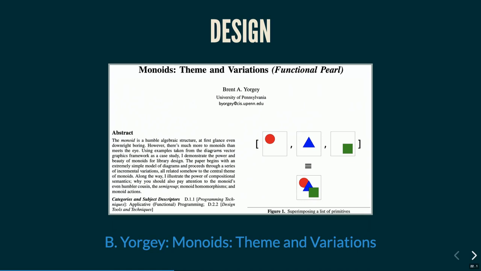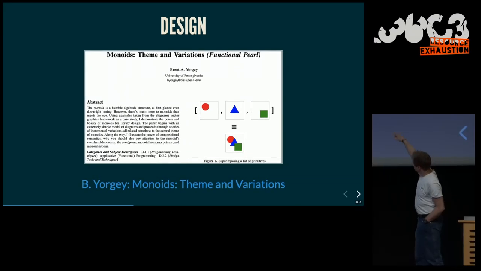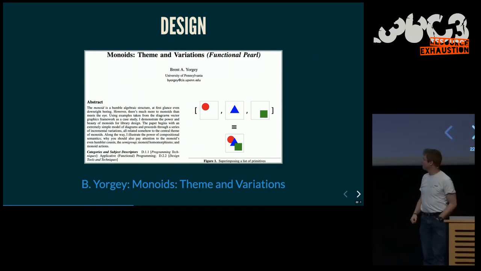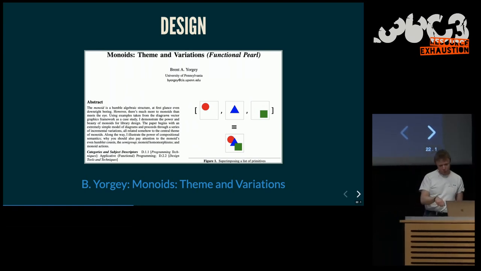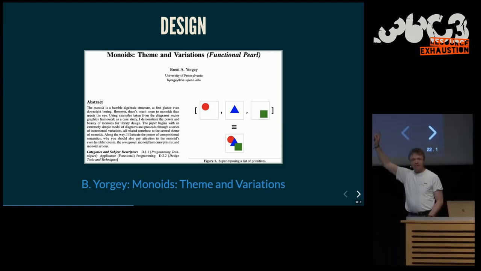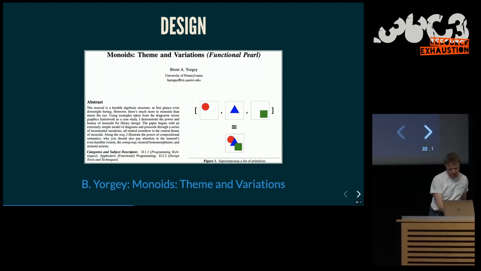So here's one of the great papers from functional programming, one of my two or three favorites, from Brent Yorgey. It's called Something Something Theme and Variations. You can see that it is about images, and these images get superimposed with an operation that is just like overlay. That title is eminently Googleable. Now, it has a funny word there. It doesn't say semigroup, though it could say semigroup theme and variation. It says monoid theme and variation.